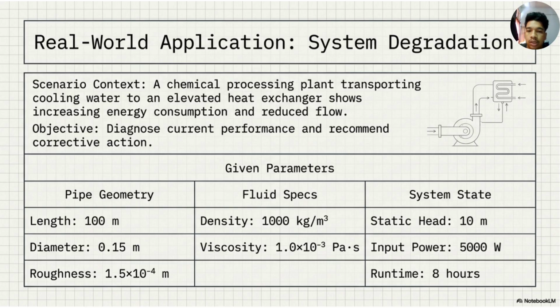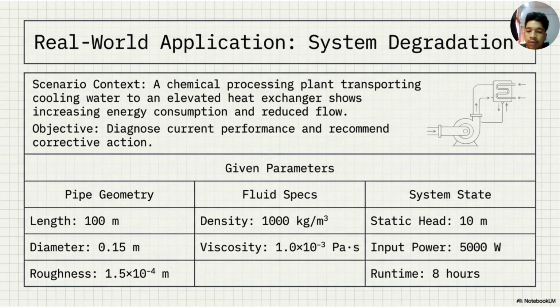Next, we go to a real-world application: system regression. So the scenario: a chemical processing plant transporting cooling water to an elevated heat exchanger shows increasing energy consumption and reduced flow. By using the app, we can diagnose the current performance and recommend the corrective action.